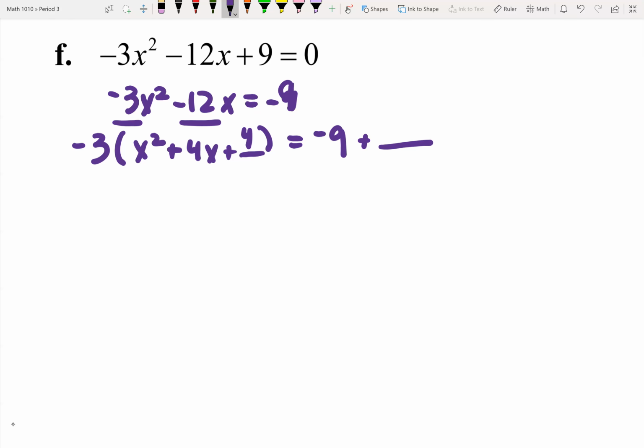Shaylee, what goes in my second blank? -12. -12. Why not a 4? Because if the times it by the negative. Because you took out the -3. Good. So, left side. Rebecca, what are we going to do on the left side?